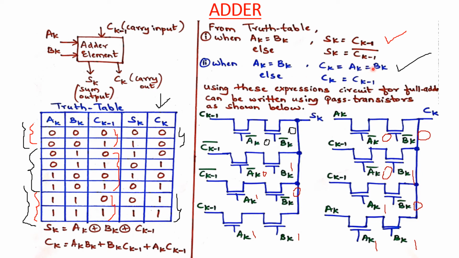So for carry, if both A and B are same, then the carry output is either equal to A value or it is equal to B value. Anyone you can consider. So when input is 0 0, that is A bar B bar, carry output will have A value or B value. We have considered A here.